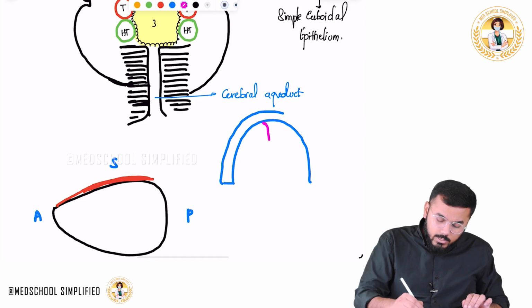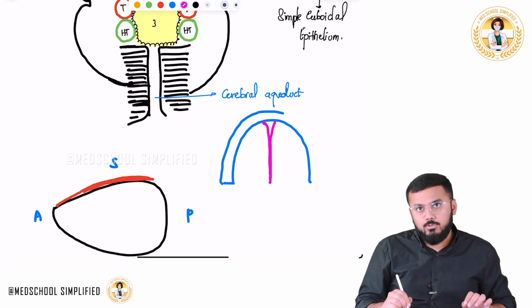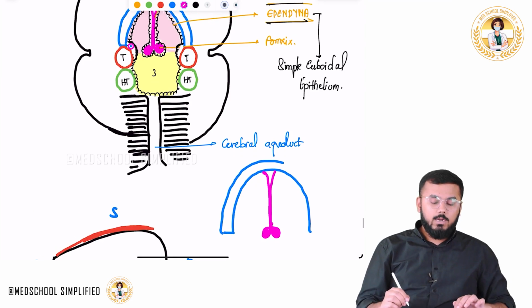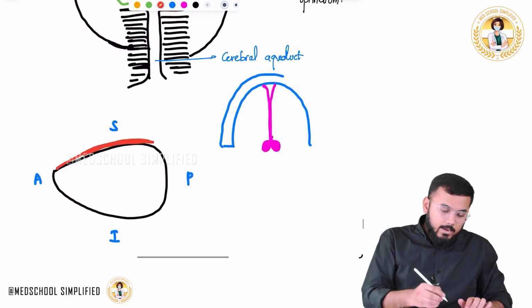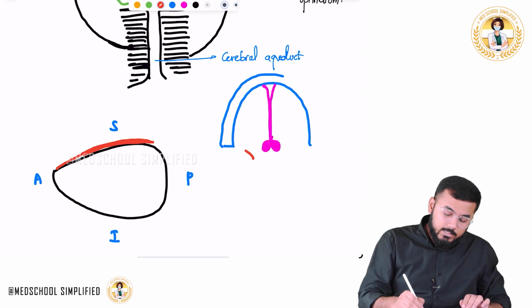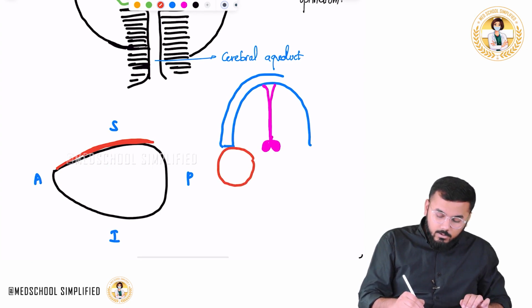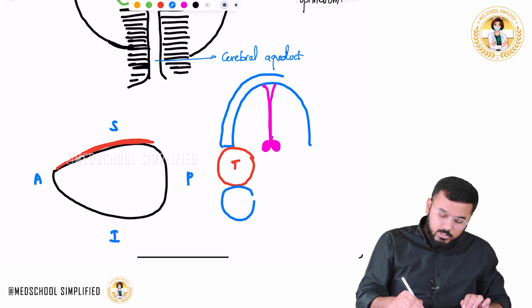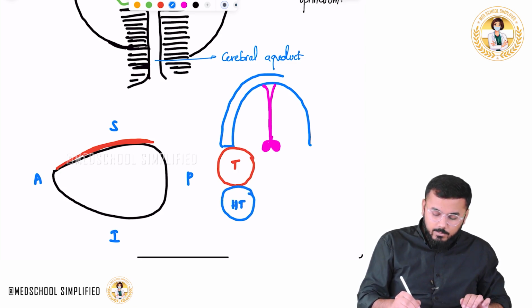Next, down here you have got what? This is called as your septum pellucidum. And down here you have got these two parts. What are these two parts over here? These two parts over here are called as your fornix. And exactly here you have got this particular part. What is this? This is called as thalamus. And beneath the thalamus another structure. What is this? This is called as hypothalamus.